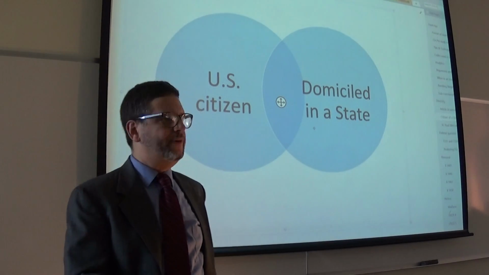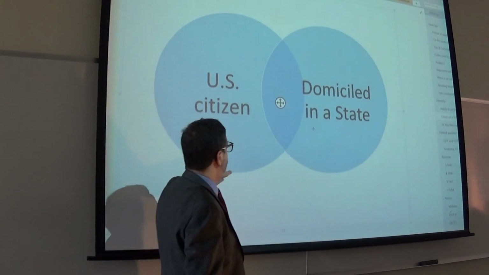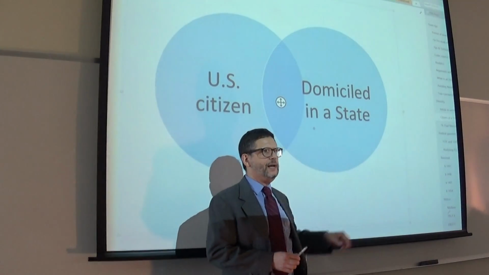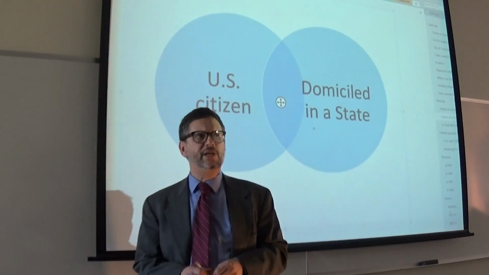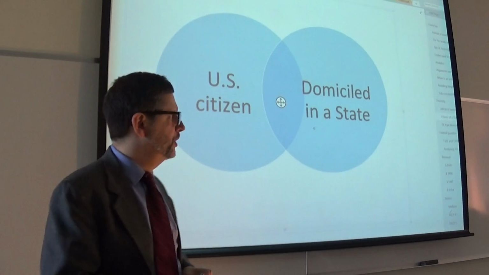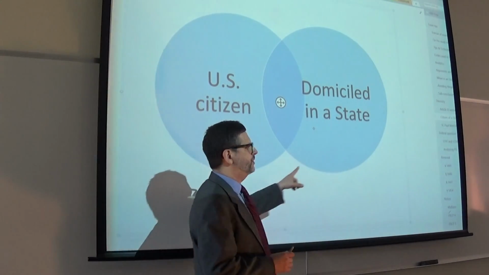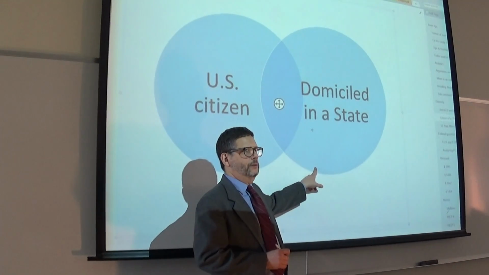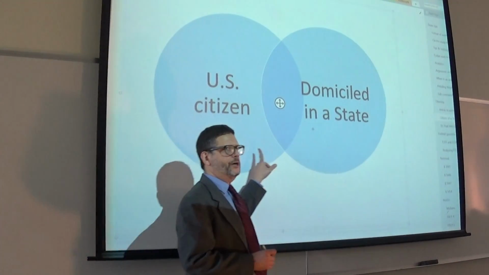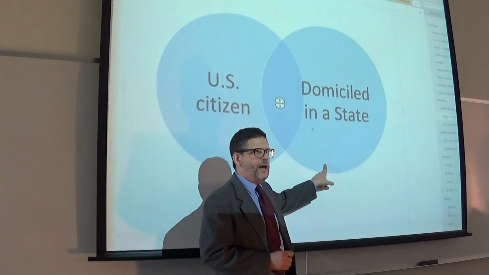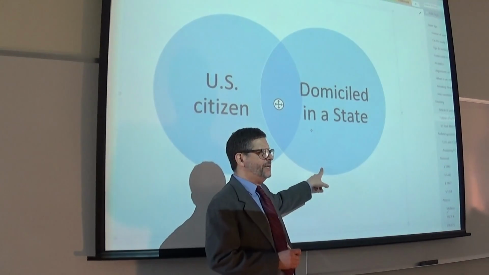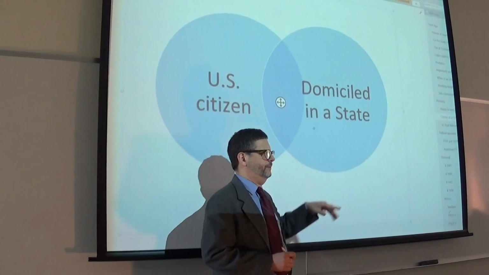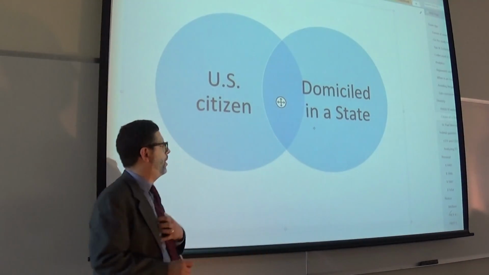That means to be, first, a U.S. citizen, and second, domiciled in a state. If either one of these is missing, then that person is not a citizen of a state. So if somebody is a foreigner who's domiciled in a state, they are not a citizen of a state. They're a foreigner. Even if it's a foreigner who's domiciled in the state, who's a lawful permanent resident, that person is still a foreigner. They are not a U.S. citizen.